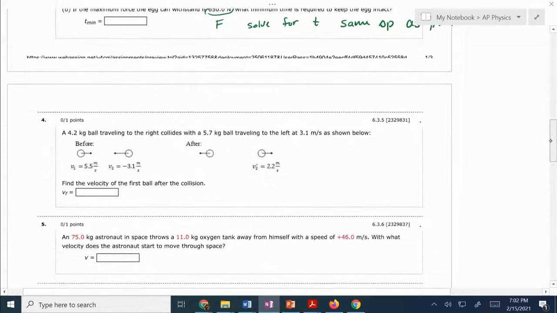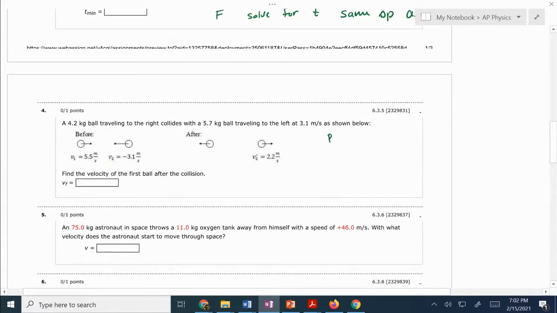Anyway, this one's pretty much set up. It's again momentum before equals momentum after, so pretty straightforward on that one. You've got your two objects, m1 v1 plus m2 v2 before equals m1 v1 plus m2 v2 afterwards, right? Don't forget to put in the negative signs. That should be easy to remember because they're given there, but there you go.